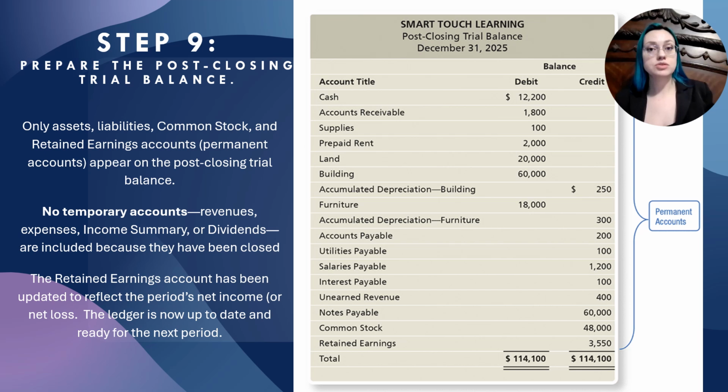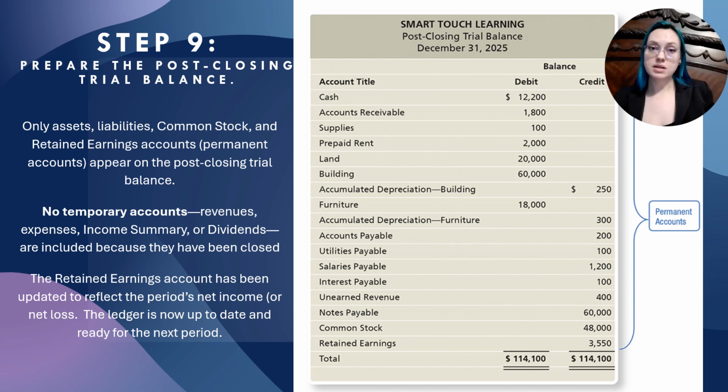After closing entries are recorded and posted, the accounting cycle ends with a post-closing trial balance. Only assets, liabilities, common stock, and retained earnings accounts, or permanent accounts, appear on the post-closing trial balance. Therefore, there are no temporary accounts like revenues, expenses, income summary, or dividends. They all have been closed. The retained earnings account has been updated to reflect the period's net income or loss. The ledger is now up to date and ready for the next period.